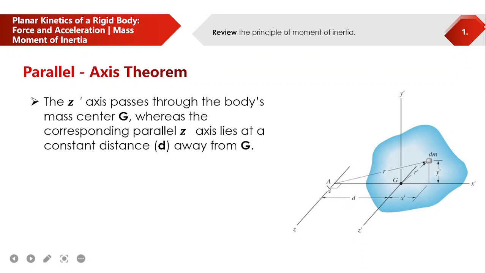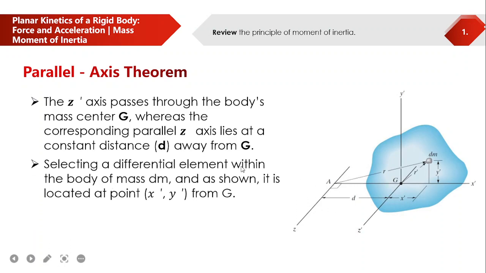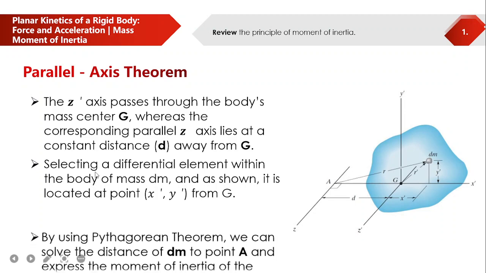The z-axis has a distance of d from the center, from the center G. So selecting a differential element within the body of mass dm, as shown, it is located at point x prime and y prime. You can see the differential mass of the body has a distance of y prime and x prime away from G. So that's how your differential mass looks like.